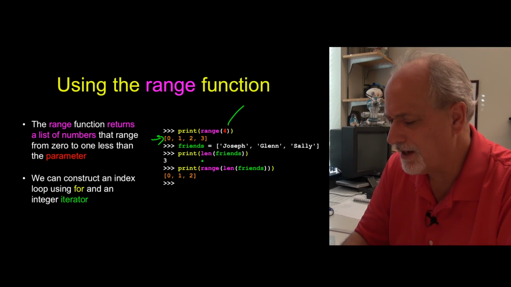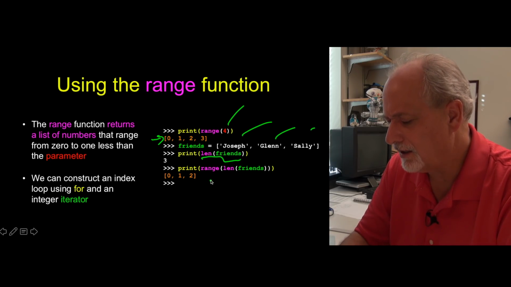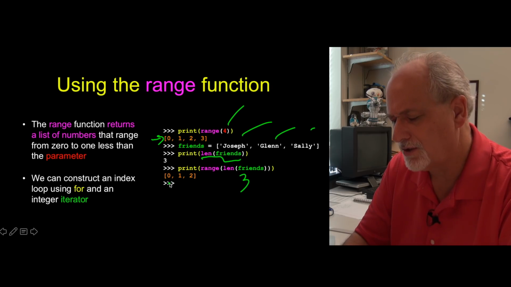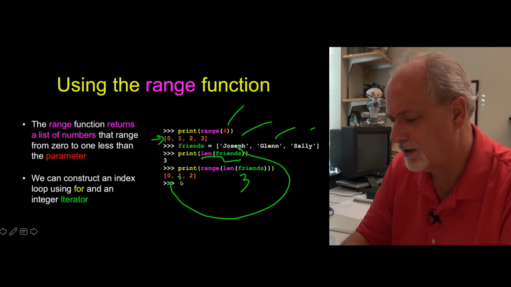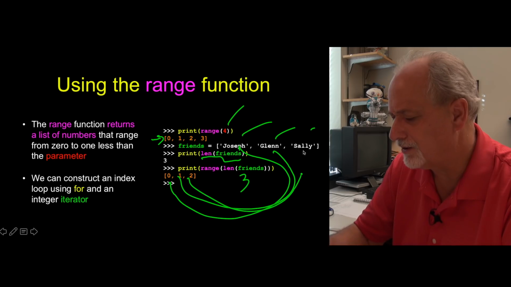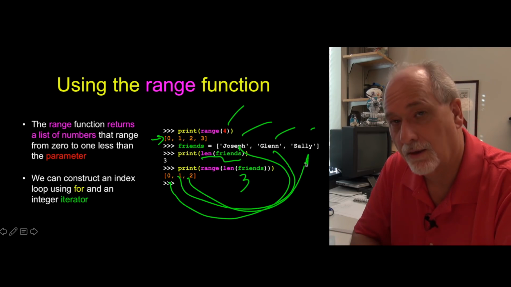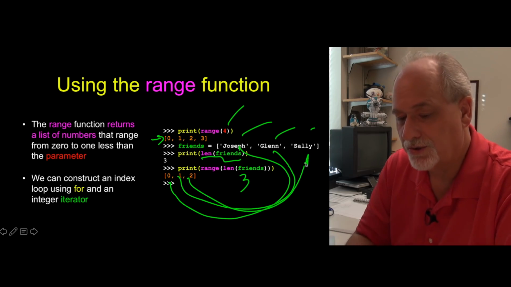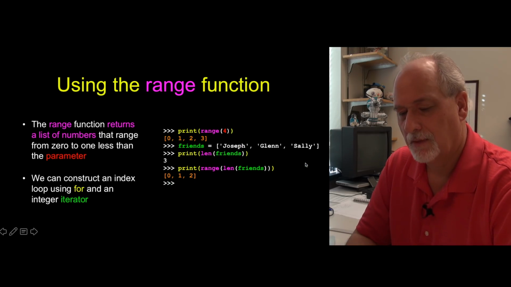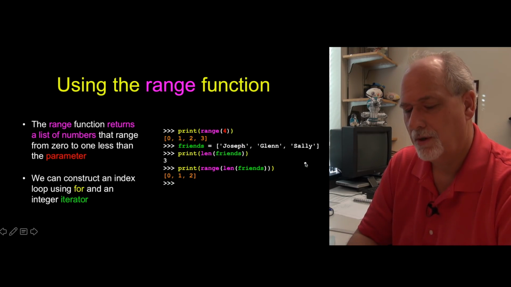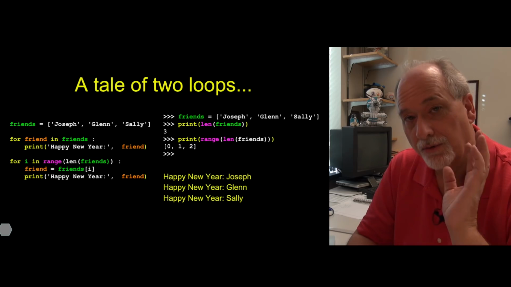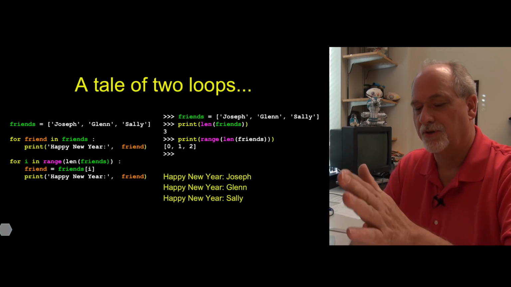It's a common thing to say, okay, we know how many things are in this list. There are 3 friends, and if I combine range and len, so I take len of friends, which is 3, and then I take range of 3, I get 0, 1, and 2. The interesting thing is this 0 corresponds to the first one, 1 corresponds to the second one, and 2 corresponds to the third one. We'll use this to construct loops, especially when we need to go through a list and remember what position we're at.